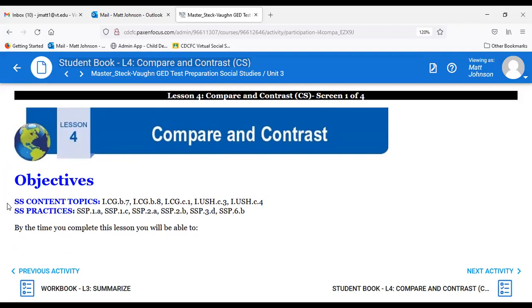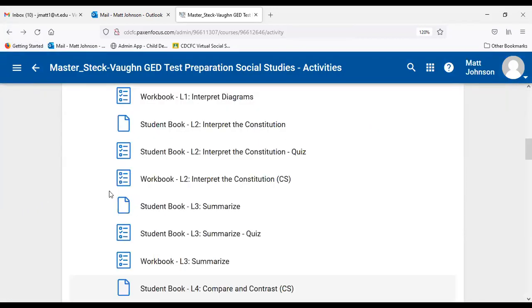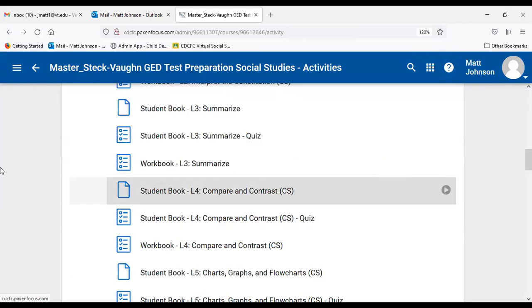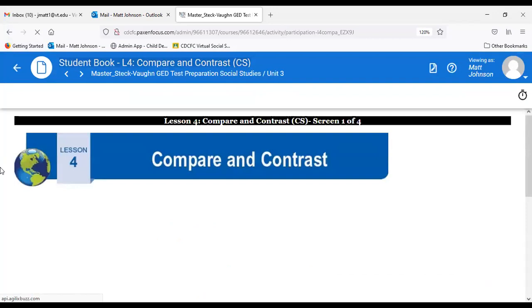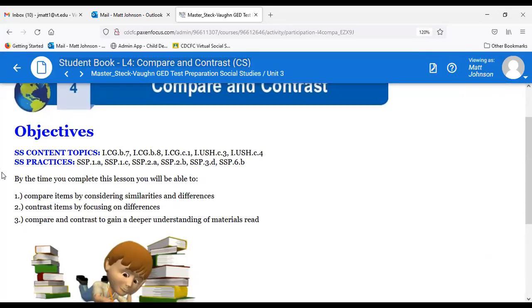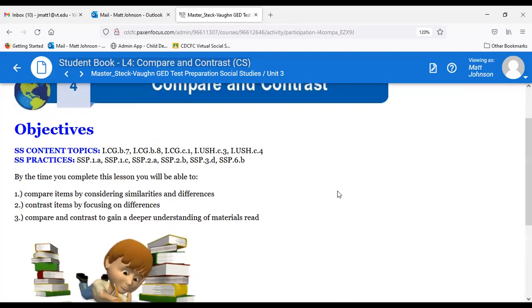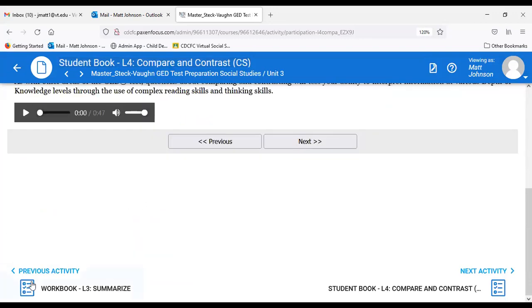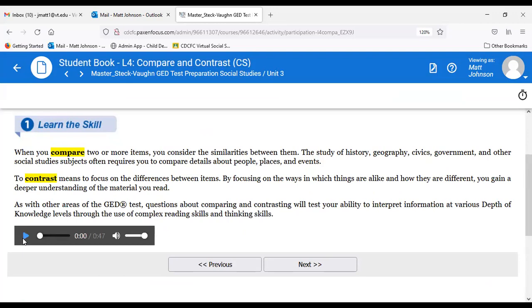And just like our other compare and contrast, let's see if it actually opens all the way for me here. Sometimes they don't want to provide everything. Let me back out of it and try it again. Okay, lesson four. There it is. Okay, so for our lesson today, by the time we complete this one, you'll be able to compare items by considering similarities and differences, contrast items by focusing on differences, and then compare and contrast to gain a deeper understanding of materials read. And we've encountered this several times, and if nothing else, it's more practice for us. So let's check our audio here.